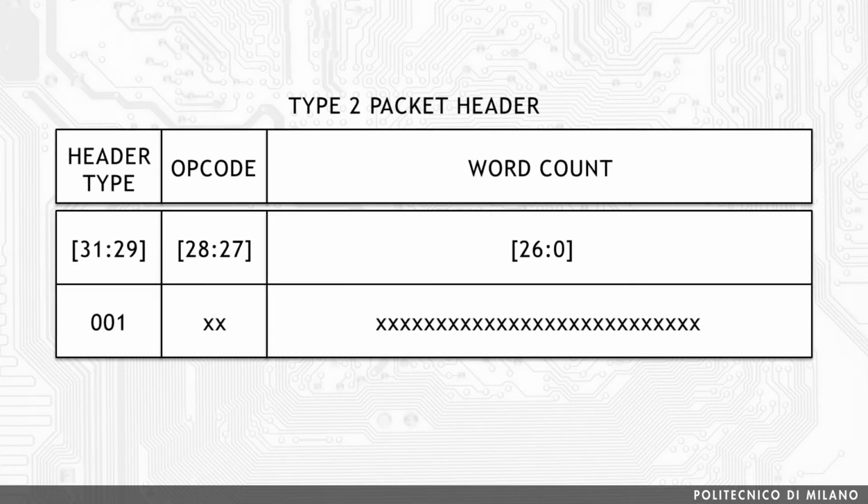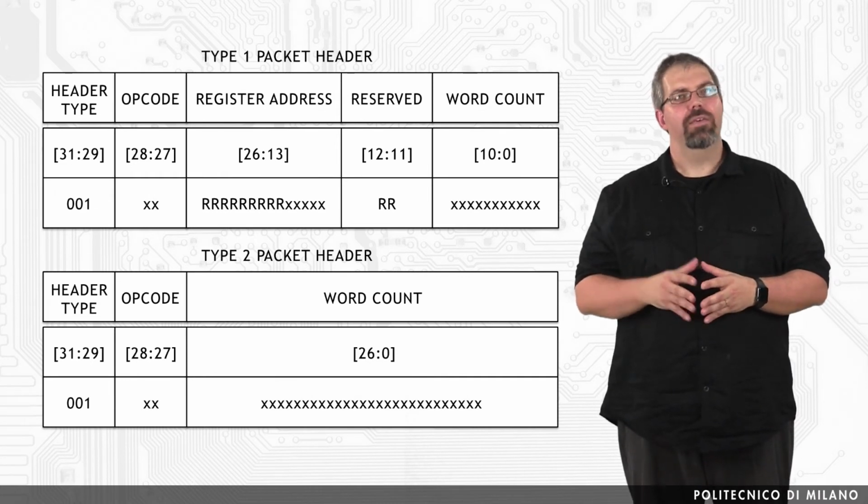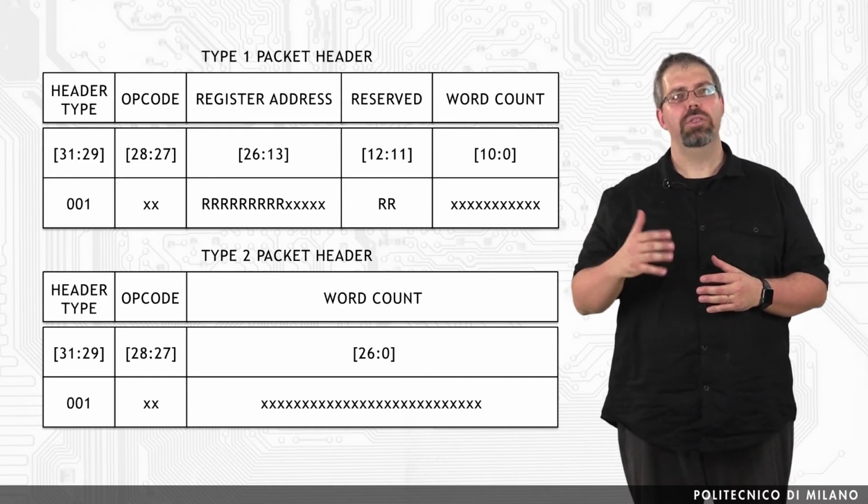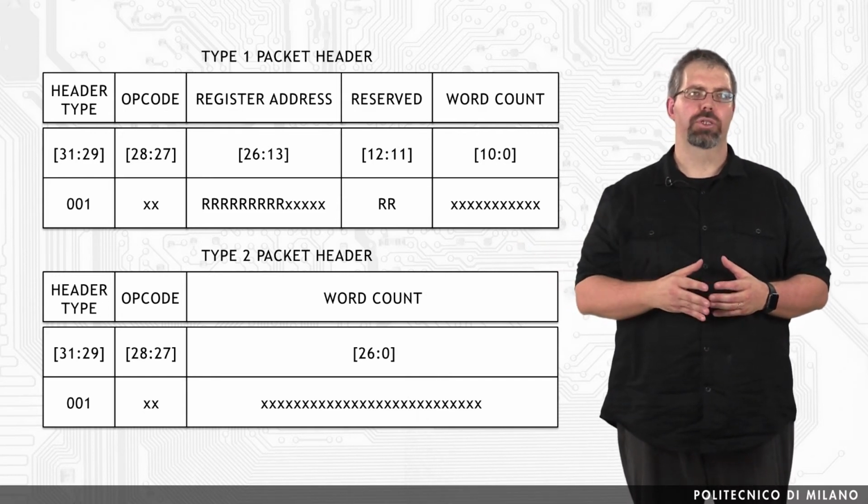The Type 2 packet is used to write long blocks. The header section is always a 32-bit word, and the majority of the header of a Type 2 packet is used to store the count of the subsequent words. As we can see from the figure, no space is devoted to the register address, because it uses the previous Type 1 packet address. Therefore, a Type 2 packet must always follow a Type 1 header, and it can be seen as an extended word count field for the Type 1 packet. As with the Type 1 packet, following the Type 2 packet header is the Type 2 data section, which contains the number of 32-bit words specified by the word count portion of the header.